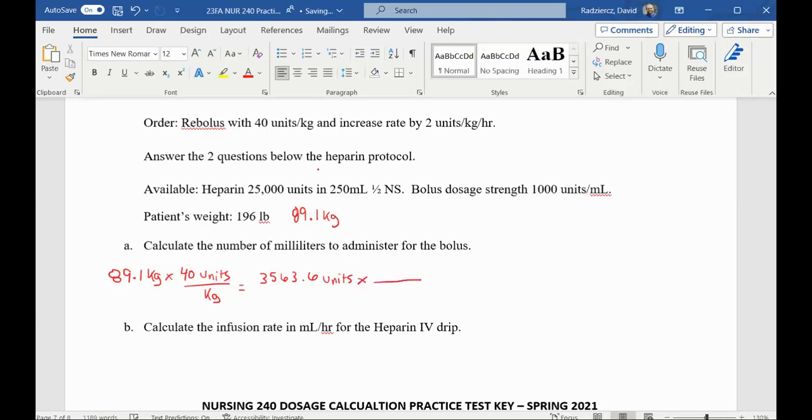Just like previous, I don't want units, I want milliliters. I'm still going to use my bolus dosage strength of 1,000 units per milliliter. And that's going to give me 3.6 milliliters, because I'm rounding up. I would get 3.56, and I would round it up to 3.6.